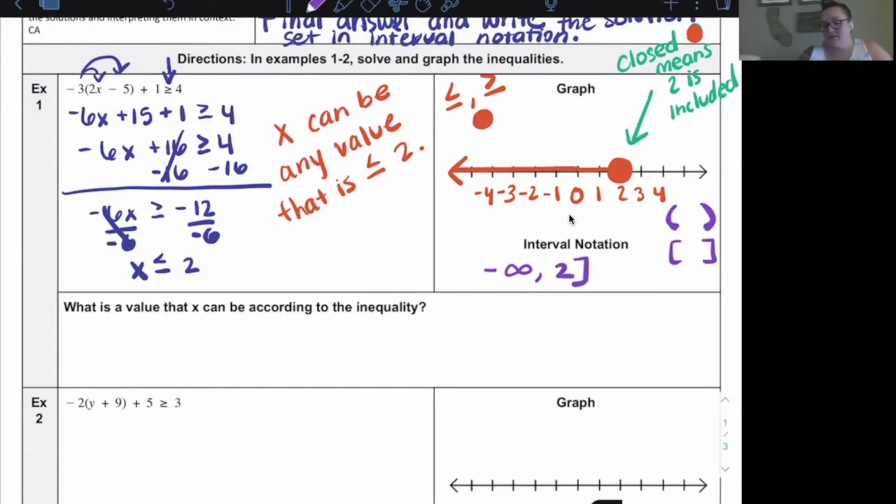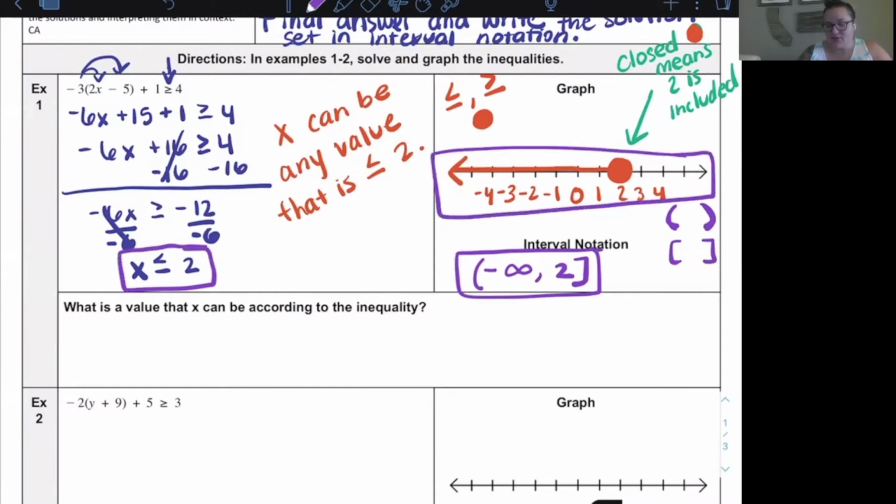And because negative infinity is a number that you approach but can't actually reach, you use parentheses whenever you have infinity in your interval notation. So our interval notation is negative infinity to 2. That's how we would read that. Our solution was x is less than or equal to 2, and then this is what that solution looks like on the graph or a number line.